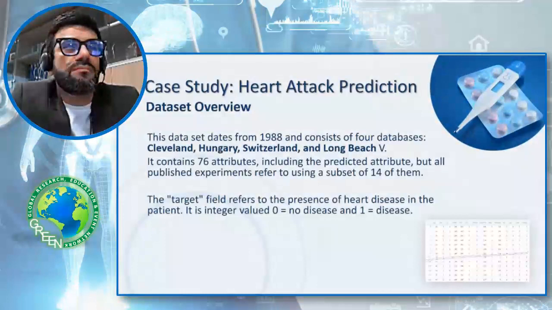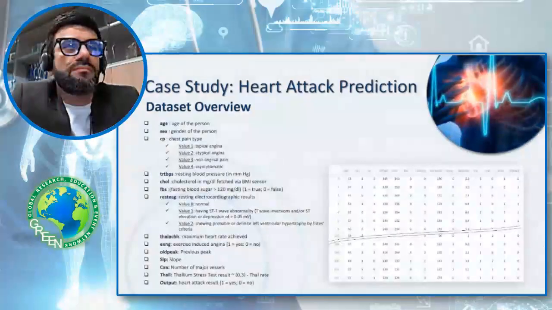The target field indicates the presence of heart disease, with 1 representing a positive diagnosis and 0 representing a negative one. As you can see on this screen, it is an overview of our dataset. It has 13 attributes such as age, sex, CP chest pain type, TRTBPS, and so on. On the right is a snapshot of the dataset. It has more than 300 records of valid data.